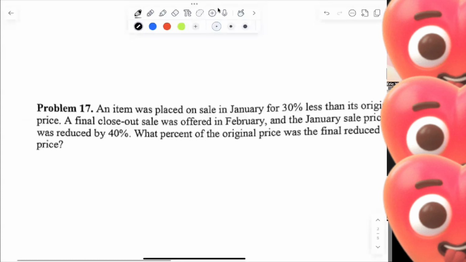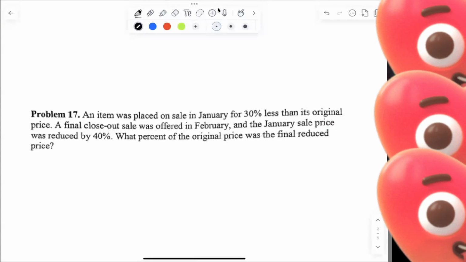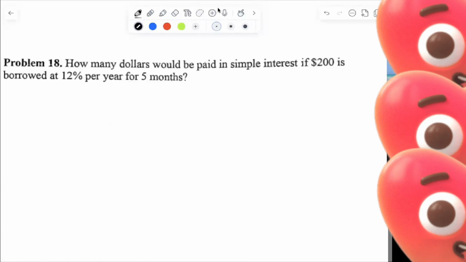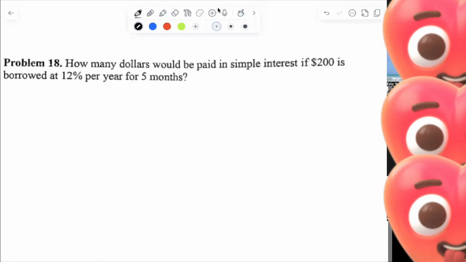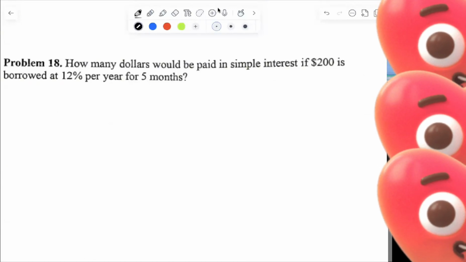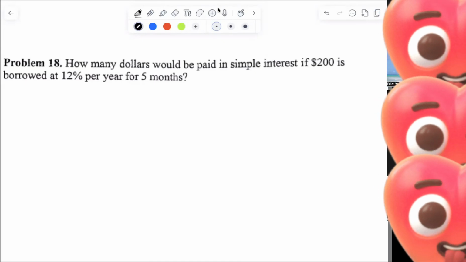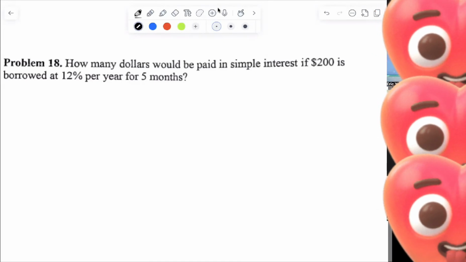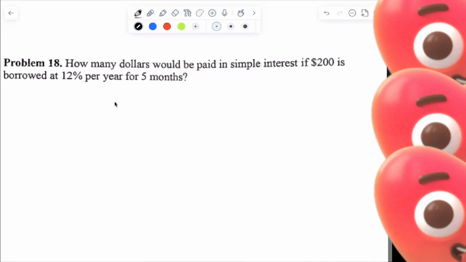Oops, duplicate. Let's just move on to this question. How many dollars would be paid in simple interest if $200 is borrowed at 12% per year for 5 months? I'll let you guys have a try on this question and tell me your answers in chat.